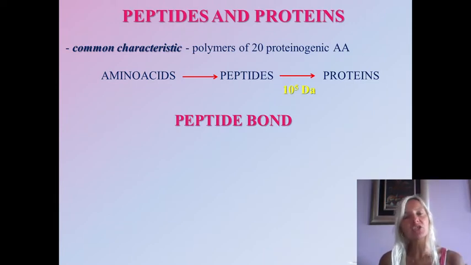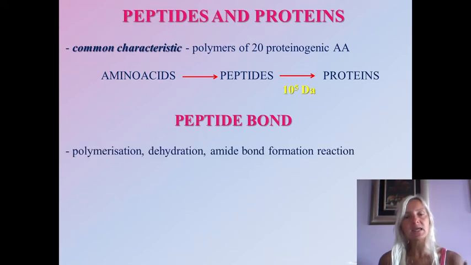Looking at the formation of a peptide bond, we can say that it's a reaction of polymerization, because a large number of amino acids are connected to form more complex structures. It's a reaction of dehydration, because during the formation of a peptide bond, and you will see it in a couple of seconds on the slide, one molecule of water is formed and released from the system, or removed from the system. And it's the reaction during which an amide bond is formed.